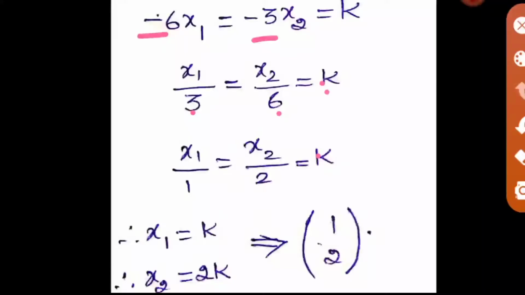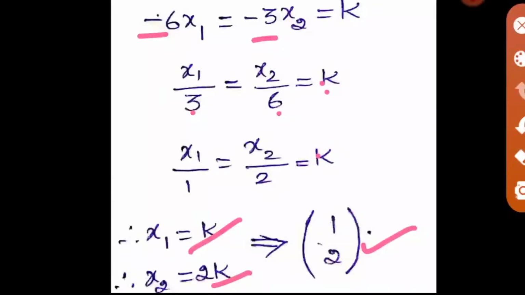Okay. So x1 is 3k and x2 is 6k, which is divisible by 3, no? So I have divided it here. So it is 1 and 2. So x1 will be k and x2 will be 2k here. So the eigenvector is 1 and 2. That is, the coefficient of k will be your eigenvector. So here 1 and 2. So 1 and 2 is the eigenvector.